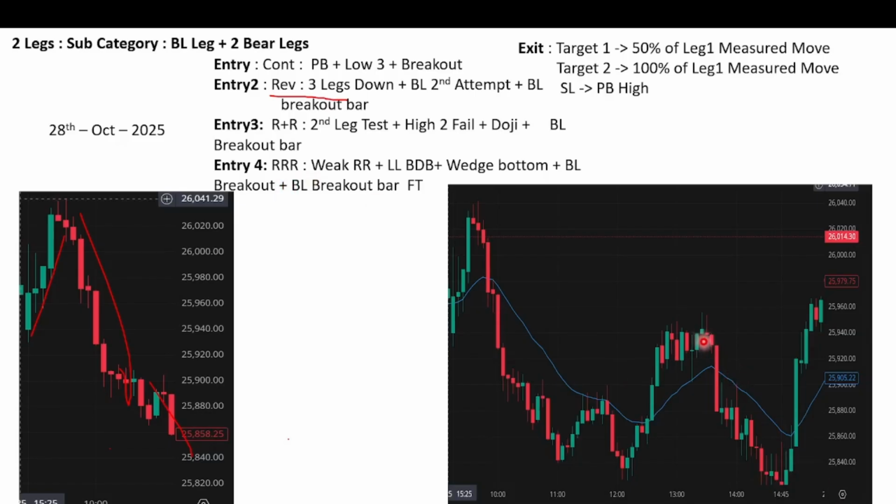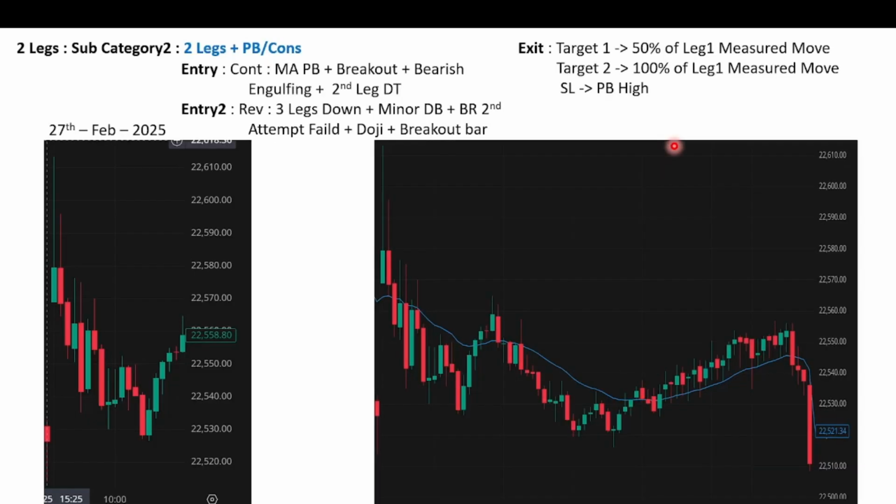So this reversal here is weak. It is a weak bear channel. You can see a lot of wicks here, and we had a lower low double bottom made and wedge bottom also made, and we got a bull breakout as well. You can enter here.